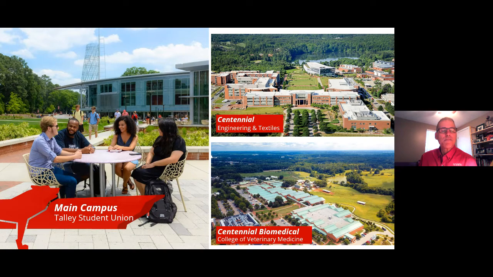A lot of our activity, there's a lot of activity on all three campuses, but it all began with the main campus. And then the Centennial campus started getting built, and the Centennial Biomedical campus started getting built. The Centennial campus is home to the College of Engineering and the College of Textiles, and that Hunt Library you see up there in the upper middle part of the picture as well. The College of Engineering started moving here many years ago. The College of Textiles moved in here many years ago as well. And we even offer student housing over here in the form of apartments and suites as well.